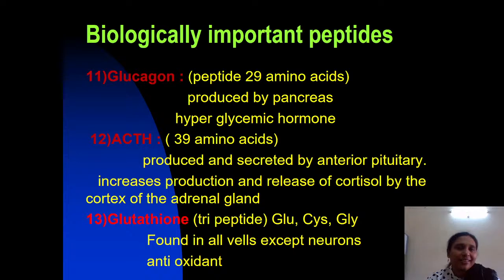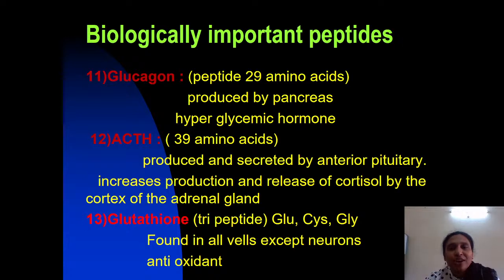Glucagon. Glucagon is a hormone. How many amino acids are there? 29 amino acids, and glucagon is secreted from alpha cells of the islets of Langerhans of the pancreas. So glucagon is produced by the pancreas, and it is a hyperglycemic hormone. Hyperglycemic means glucagon elevates, increases the blood glucose levels.